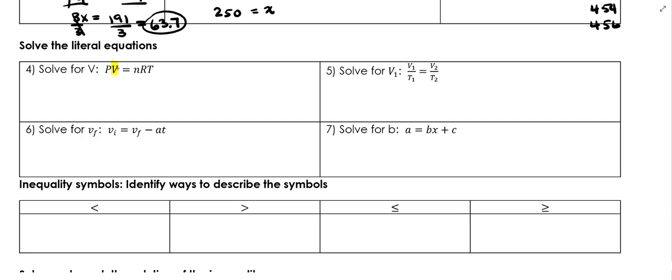So we know that p and v are right next to each other, so that's implied multiplication. If we want to isolate v, then we need to undo the multiplication, and we undo the multiplication by division. Once you have the same factor in the numerator and denominator, they cancel. So we have v equals nRT over p. Right?